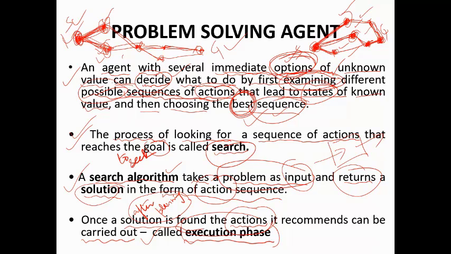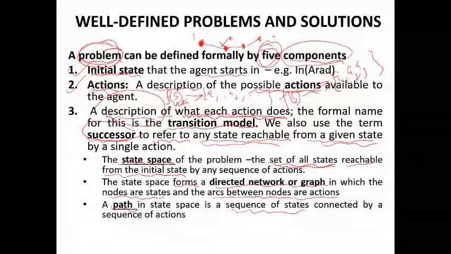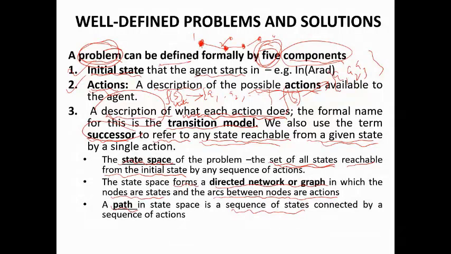After that, let's see the definition of the problem. The problem definition consists of five components. We can define a problem by five components. The first thing is the initial state, the first state of the agent. Then we think about the actions, the possible actions which are done by the agent. So you can think of actions as a function.